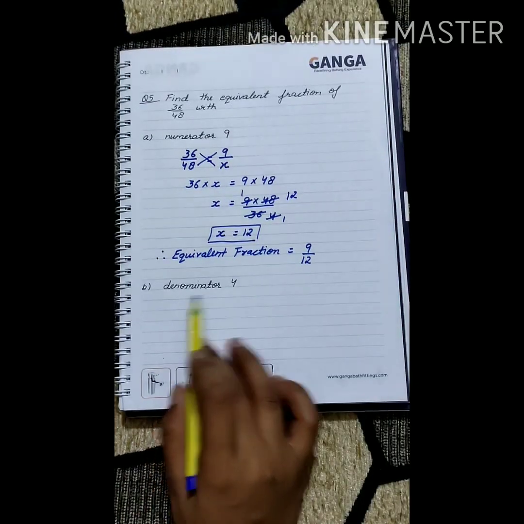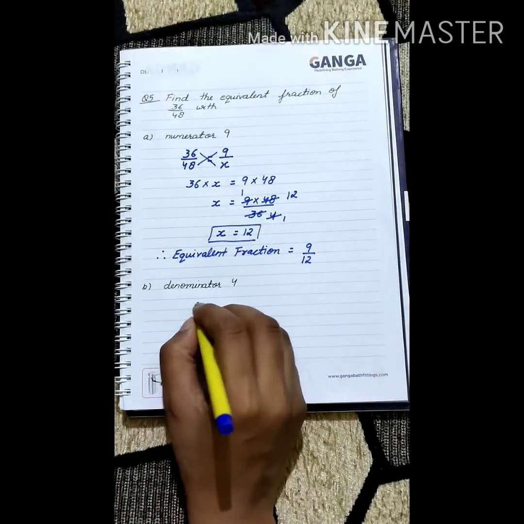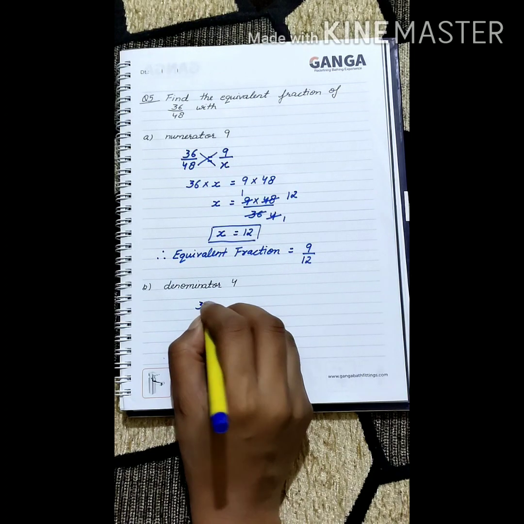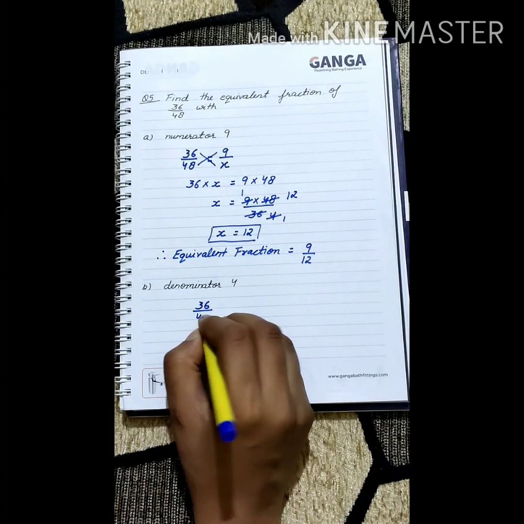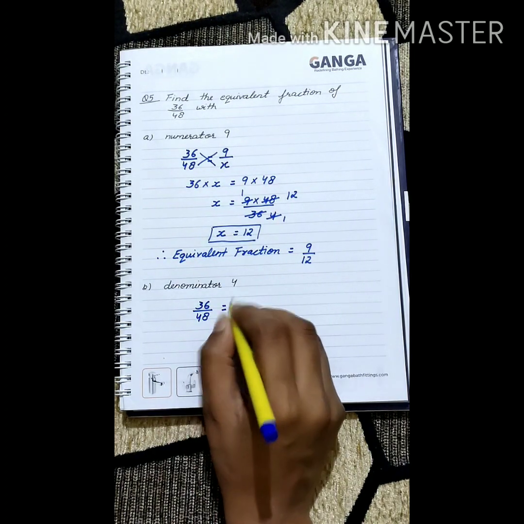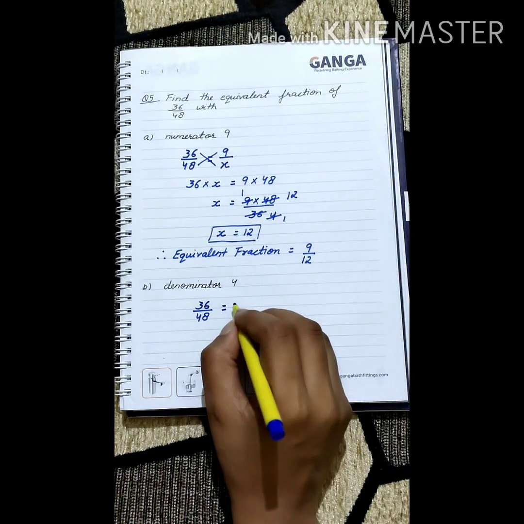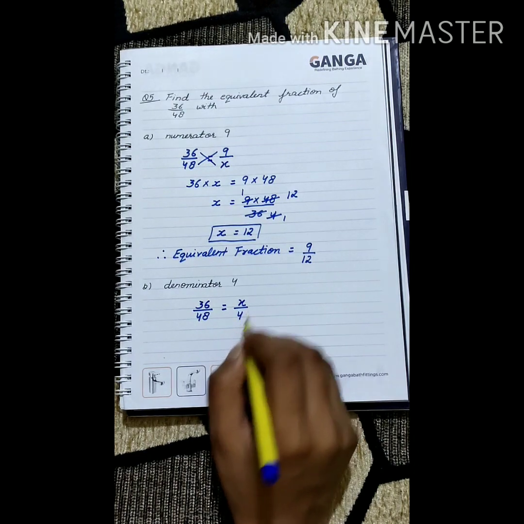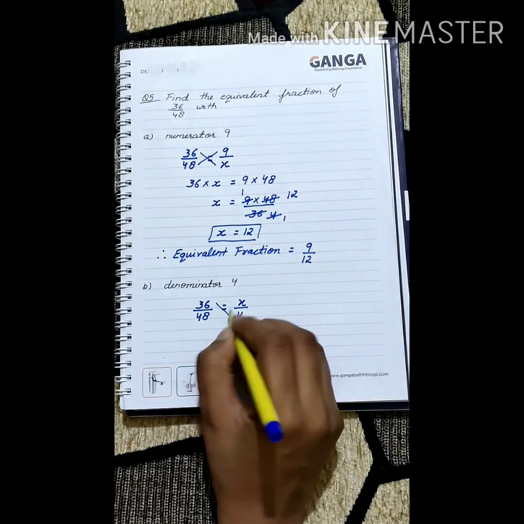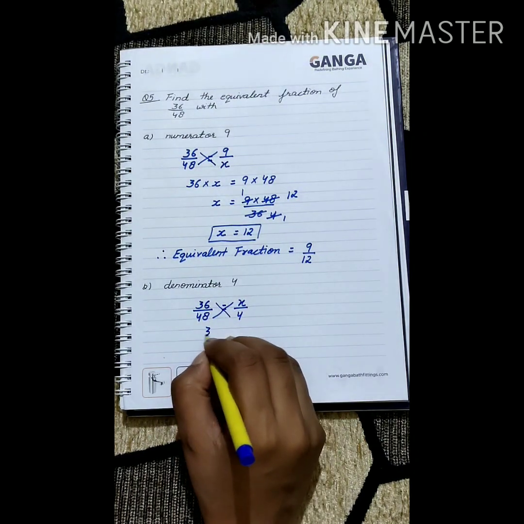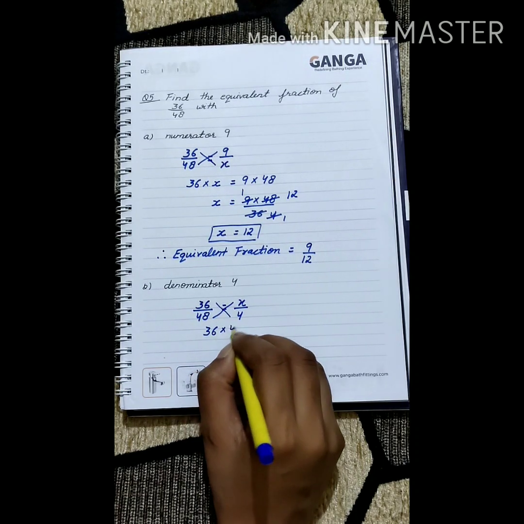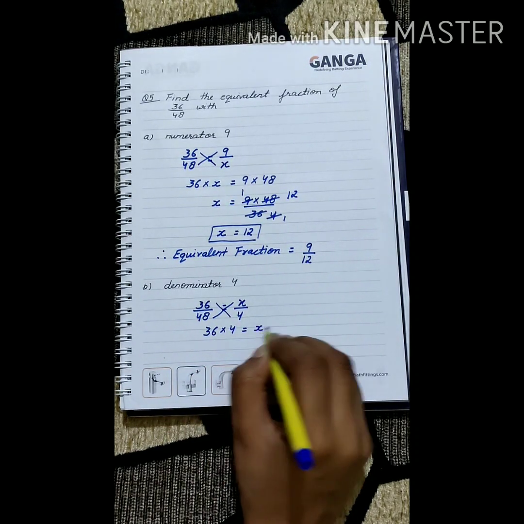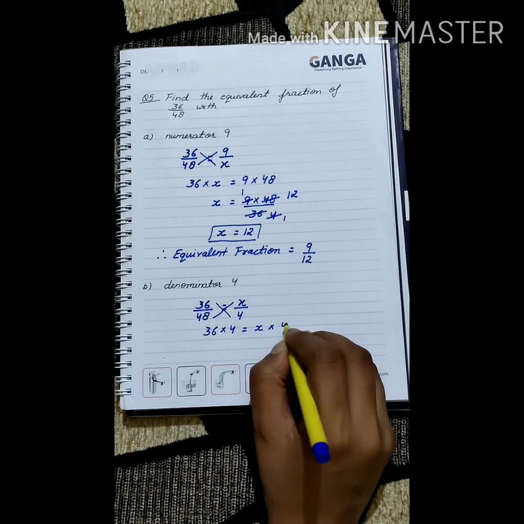B part, denominator 4. We have to find the equivalent fraction of 36 upon 48. So we will write 36 upon 48 is equals to dash, whose denominator is 4. So we assume numerator x and we will get x upon 4. Now we will do cross multiplication and we will get 36 multiply 4 is equals to x multiply 48.